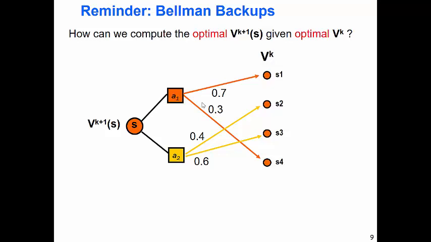So this is just a reminder. This is the Bellman backup operator. You've implemented this, you've seen it a lot. But we just have some initial values.